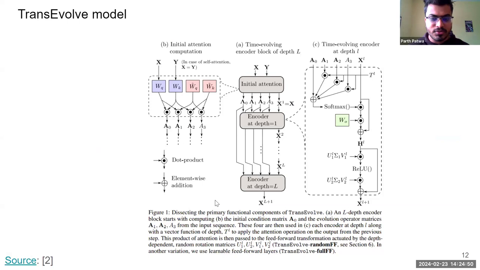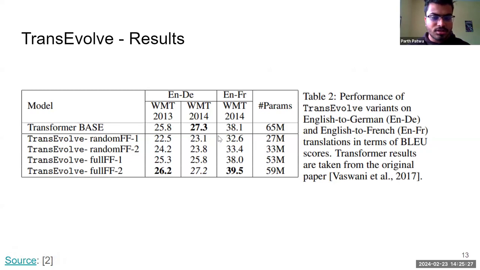And let's check what exactly they're doing. So this may not be very intuitive to a lot of readers, but what they're doing is similar to executing the next layer of the transformer. They're modeling it as a time evolving encoder, which helps us in faster computation of the future layer or attention. And just to prove it, they compare the results of this TransEvolve transformer to baselines, and we see that it outperforms all the baselines when it comes to translation.